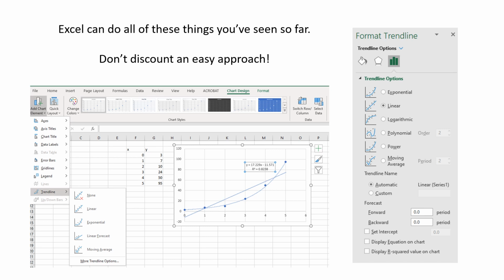I put some screenshots in here to help describe where these things are. If you create a scatter plot, you get access to a trend line. If you open up the more trend line options, you really do get a large number of fits that you can use. You can set the intercept, display the equation, and get the R² value. So it's a really fully featured way of running a single variable regression.